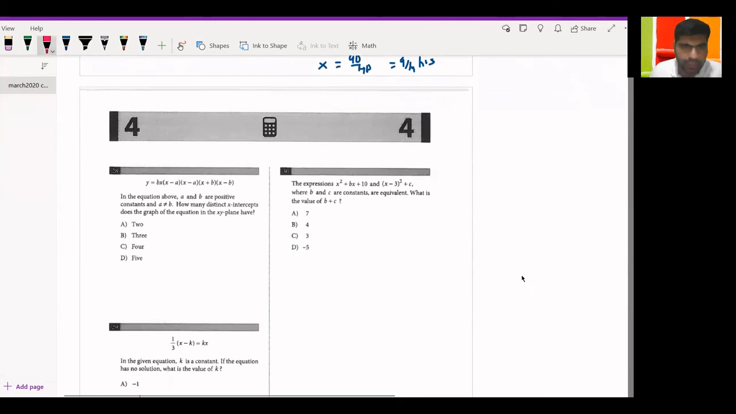How many distinct x-intercepts? So let's find out the x-intercepts. The x-intercept for this one is 0. For this one it is A. For this one it is A. For this one it is minus B. For this one it is B. So the distinct ones are 1, 2, 3, 4.